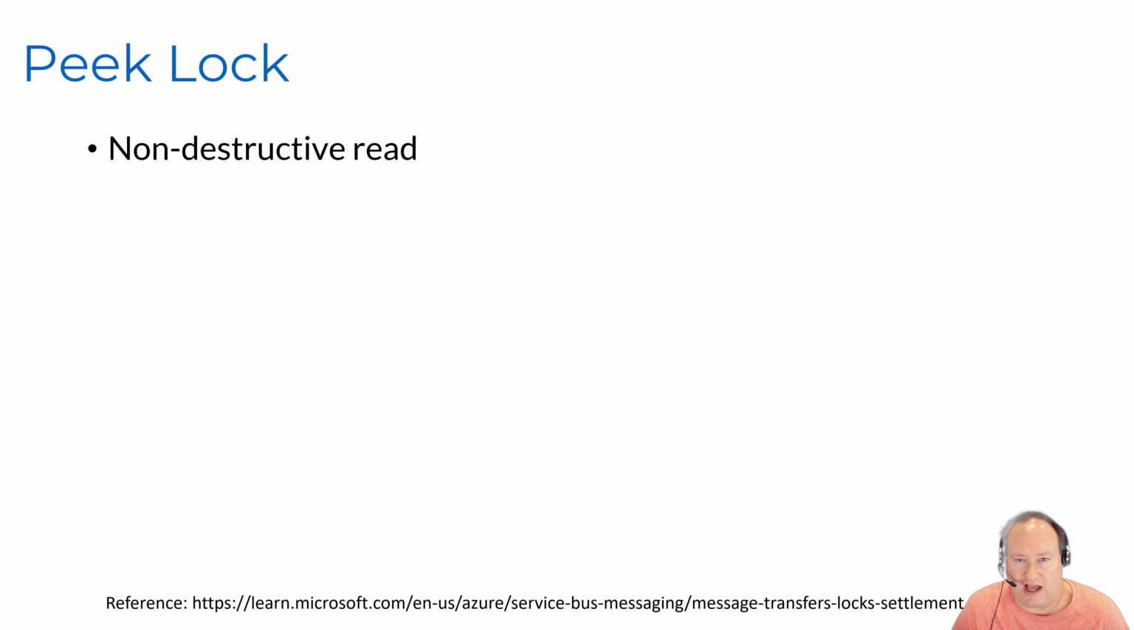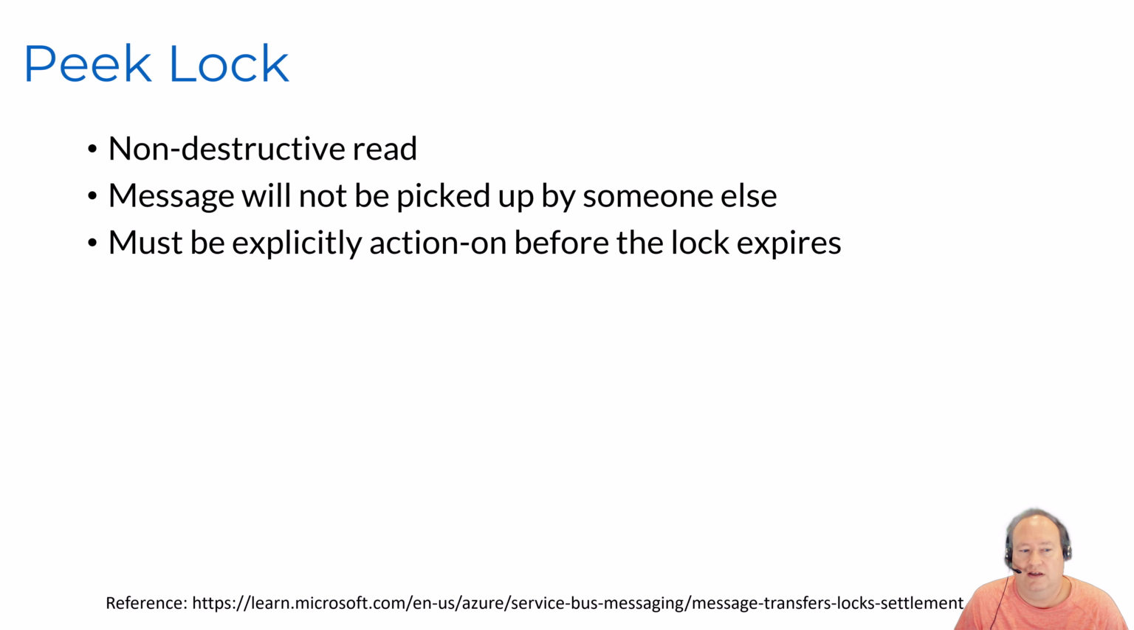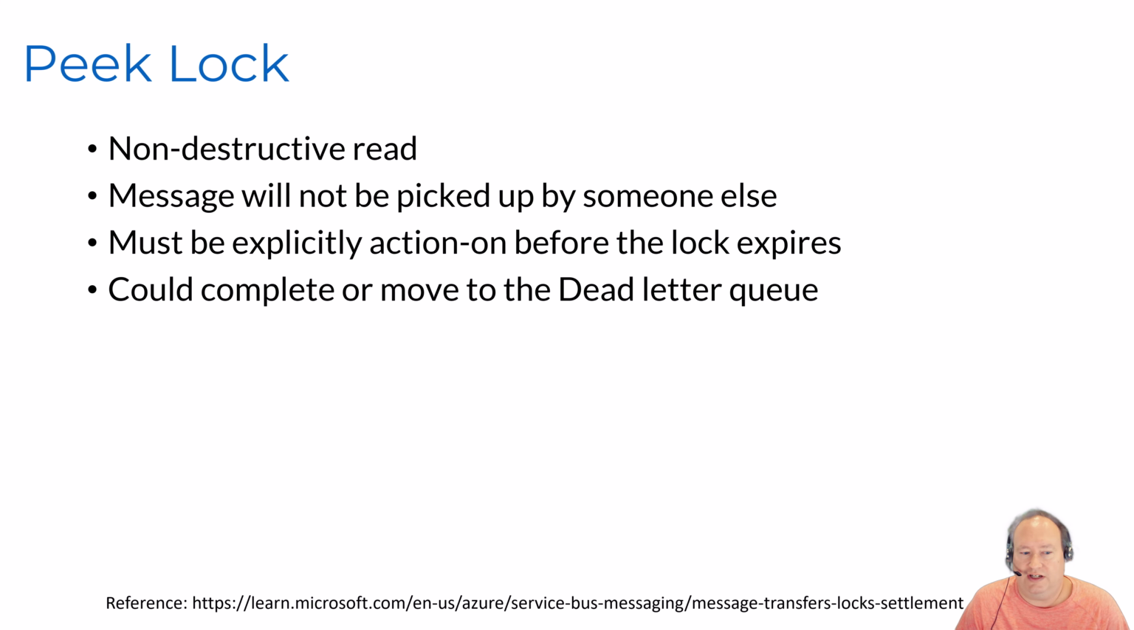Peek lock does a non-destructive read of the message off the Service Bus queue. This will lock the message and ensure that it is not picked up by another consumer that may also be receiving messages from that same Service Bus queue. Messages must explicitly be actioned on before the lock expires. This could either be to complete the message, which would remove it from the queue, release the lock, which would allow another consumer to pick up the message, or move the message to the dead letter queue.